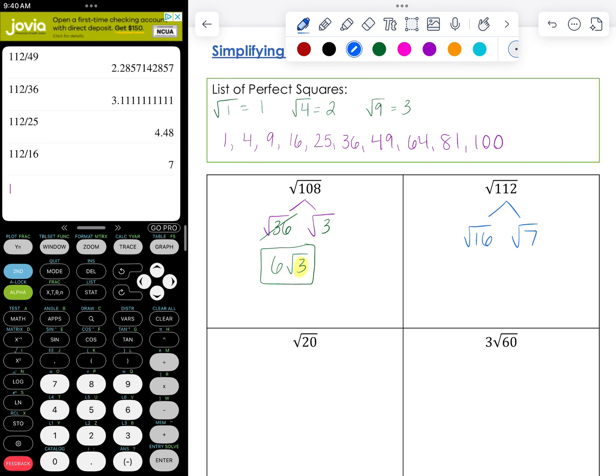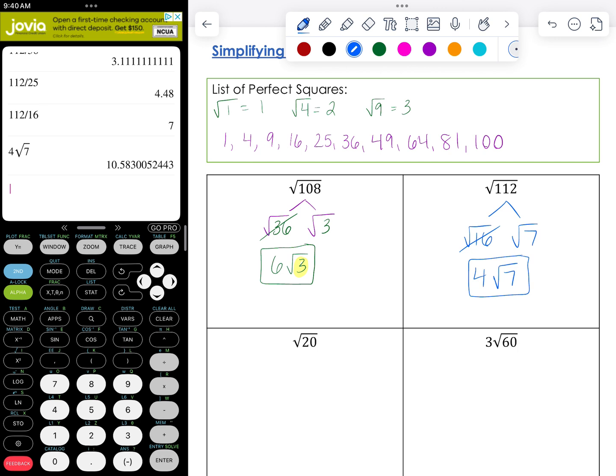So now we say, okay, which one of those is our perfect square? The square root of 16 is equal to 4, so we get 4 radical 7. Since radical 7 can't be simplified, I know that my answer is in simplest form, and I double check to make sure that both answers give me that same irrational decimal, and it does.